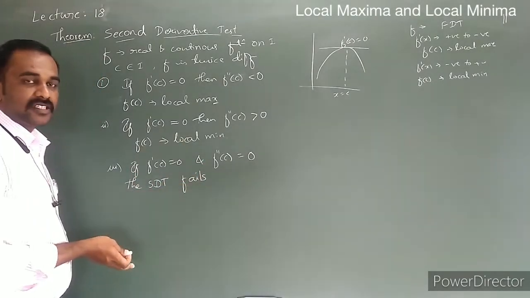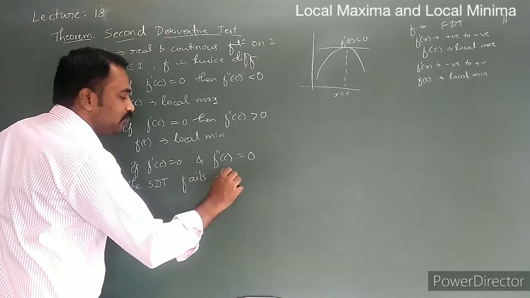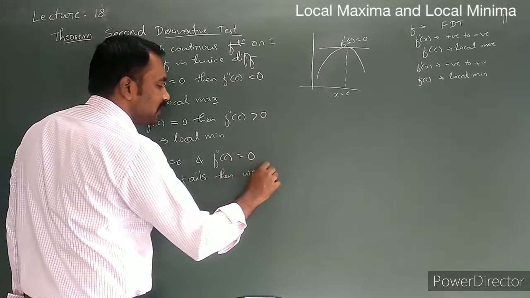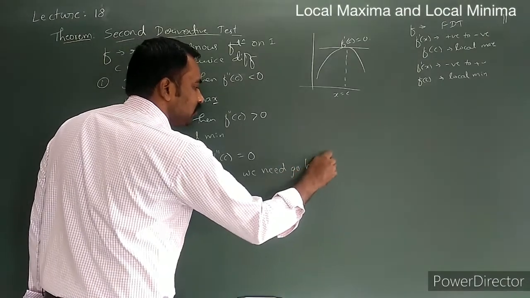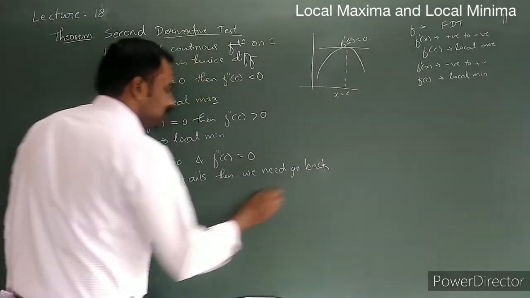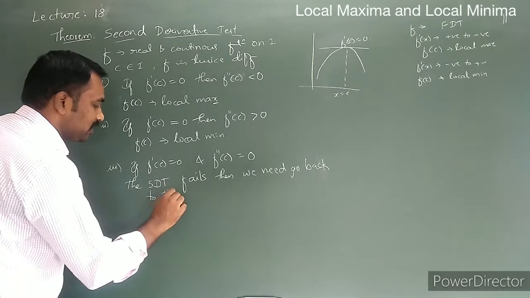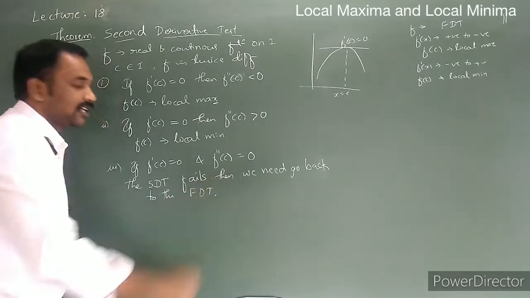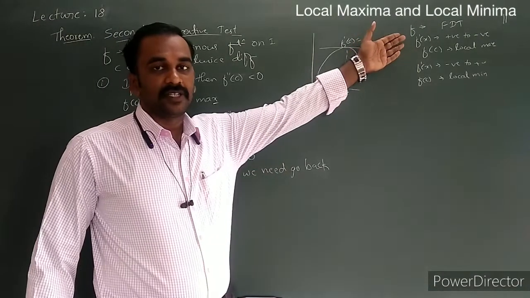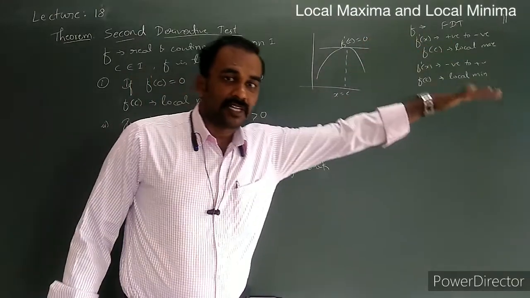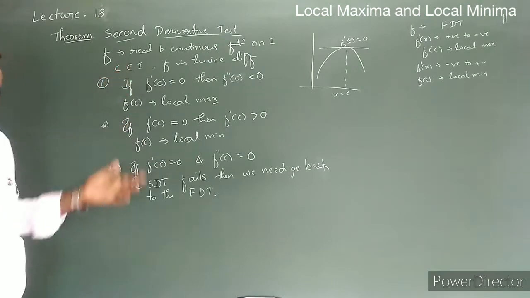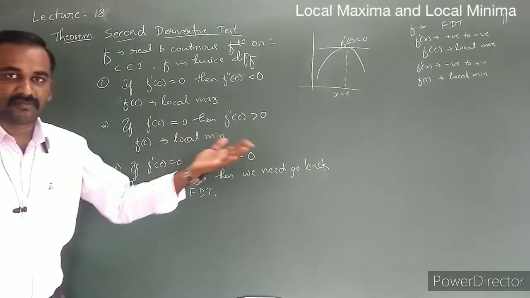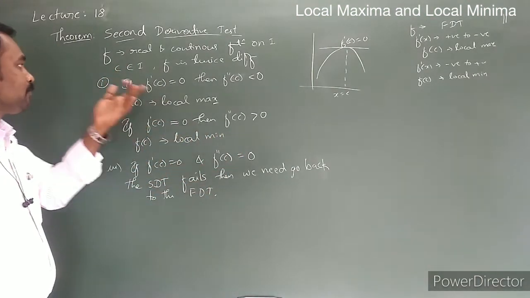If the second derivative test fails, then we need to go back to the first derivative test. Already in the first derivative test we know that f dash of x changes sign from positive to negative or negative to positive. Are you clear about the second derivative test? We will take some examples in this way only.